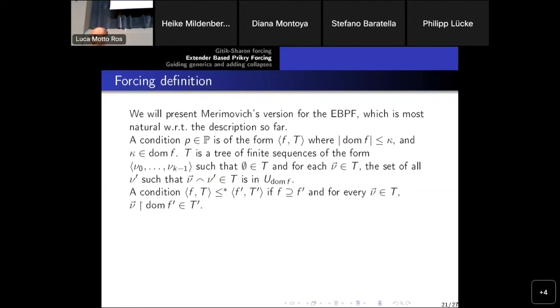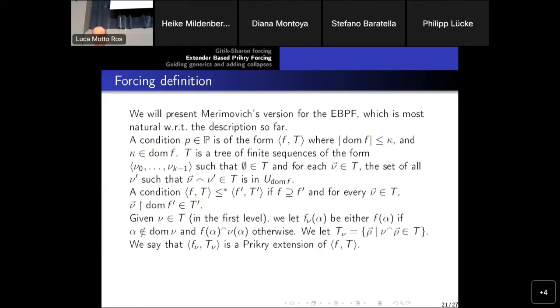And the extension is the natural one. We can extend the F, we can shrink the T, but we have to be careful because once we extend the F, we actually change the measure, so we need to project the tree to the right. And the projection is always the restriction, so things happen pretty naturally.